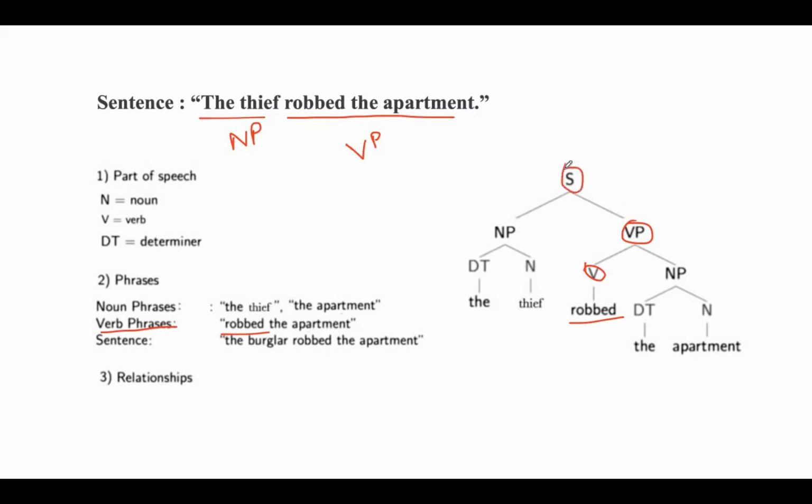So this is again linked with S in order to subject the thief, which has a noun phrase above it. So this is just like a template for a subject verb relationship, and there are many others for other types of relationships. So this is one simple example.